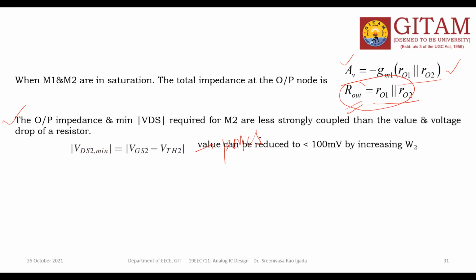So what is that value? This VDS2 minimum value you can keep below 100 millivolts by properly choosing, that is, increasing, the width W2 of the PMOS device. What is W2? The width of the PMOS device. So how can you keep the minimum voltage across the drain to source of the device? The magnitude of VDS is VGS2 minus VTH2, which you can keep less than 100 millivolts by increasing the W2 value.